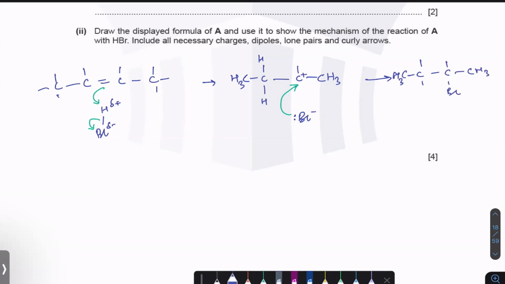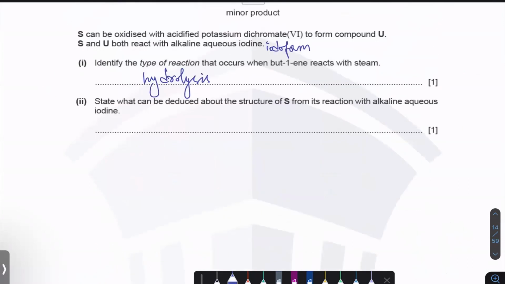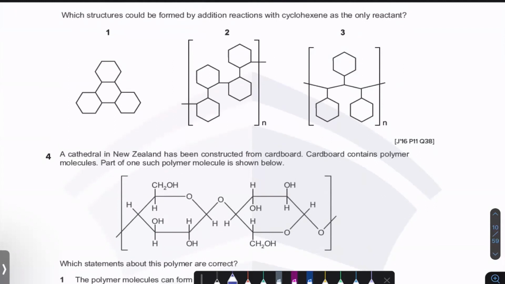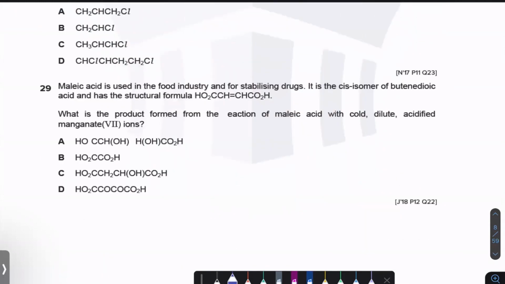All right, now let's do some MCQs. Sir, we could make this on the other carbon as well, right? Of course, we could. Yeah, we could.